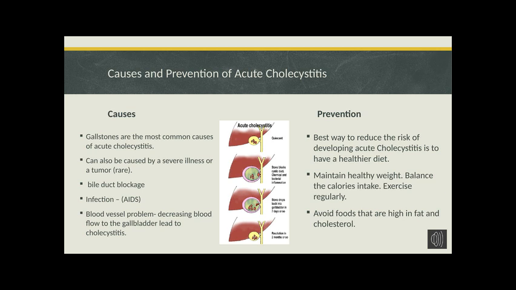Some preventions. The best way to reduce the risk of developing acute cholecystitis is to have a healthier diet. Try to maintain a healthy weight. Balance the calorie intake. Of course, exercise regularly. Avoid foods that are high in fat and cholesterol.